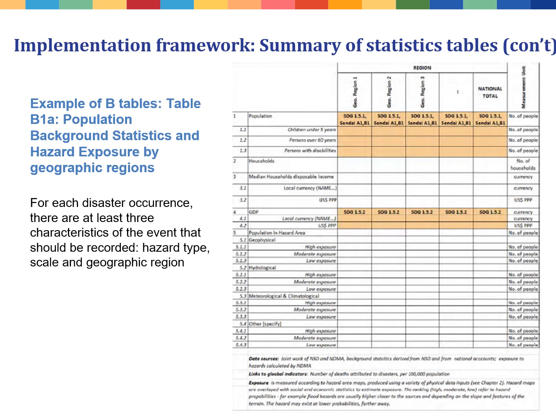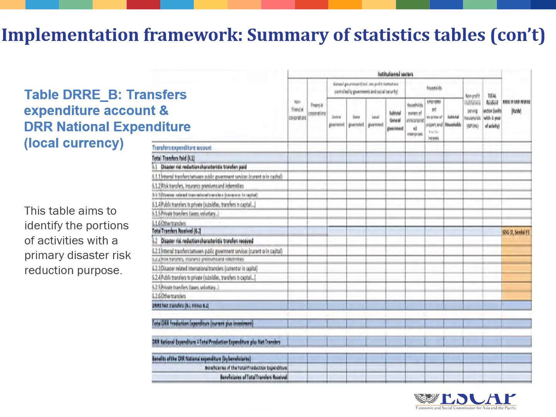So you can see here in the following two slides an example of a B table that can be produced. This is the table on population background statistics and hazard exposure by geographic regions. So for each disaster occurrence, there has to be at least three characteristics of the event that should be recorded. And these are the hazard type, scale, and geographic region.